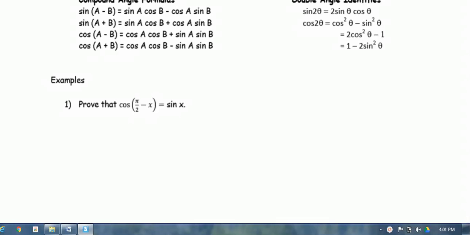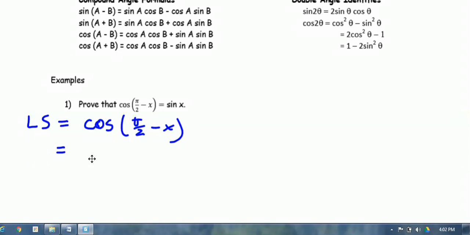Okay, let's do the first example. Prove that cos(pi/2 minus x) equals sine x. So what I've got on the left side is something fairly complicated. What I have on the right side is fairly uncomplicated. So I'm going to start with the left side. And we're going to say the left side is cos(pi/2 minus x). And we can see in our formula sheet that the cos of pi/2 minus x is already an identity. It's an identity that says it's equal to sine x.